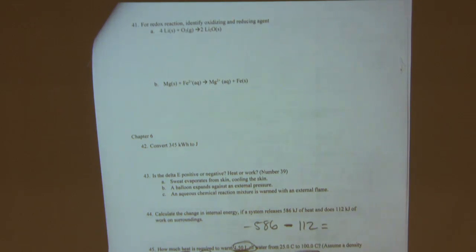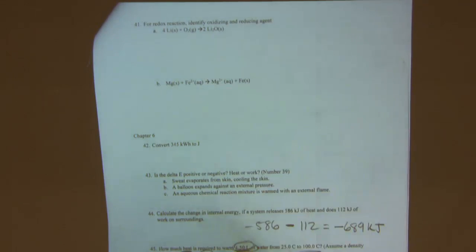Okay, so the next question. Calculate the change in internal energy if a system releases 586 kilojoules of heat and does 112 kilojoules of work on surroundings. Okay, so someone just tell me what to plug in. 586, and negative? Okay. So what is my answer? Okay. Negative 689 kilojoules, right?